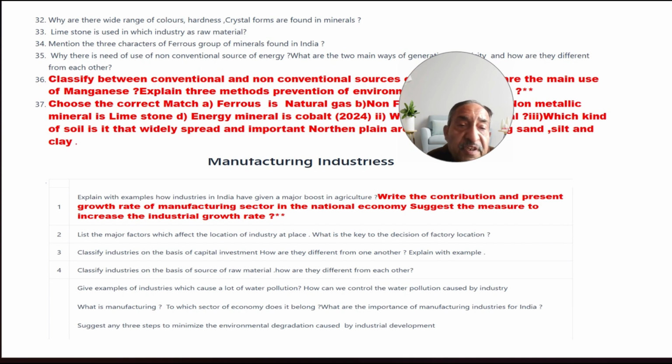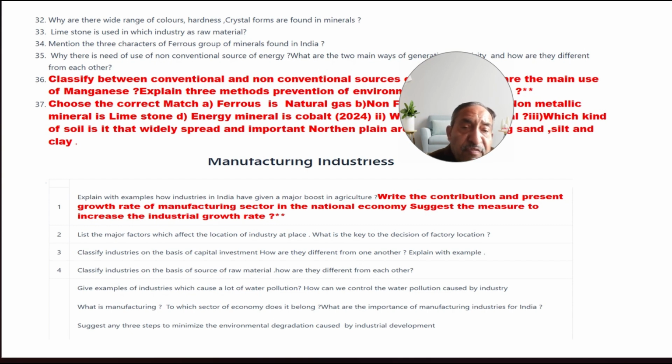Manufacturing industry. Explain with example how industries in India have given a major boost to agriculture. This is a 2024 question. Write the contribution and present growth rate of manufacturing sector in national economy. Suggest the method or measure to increase the industrial growth rate.